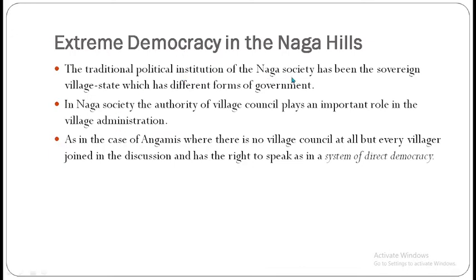The traditional political institution of the Naga society has been the sovereign village state, which has different forms of government. In Naga society, the authority of the village council plays an important role in the village administration. As in the case of the Angamis, where there is no village council at all, but every villager joins in the discussion and has the right to speak, as in a system of direct democracy. Among the Angamis, it is interesting to note that they don't have a village council, but all the villagers would come together, sit together and discuss important matters. But in most of the tribes, the village council has an important role to play in the village administration.